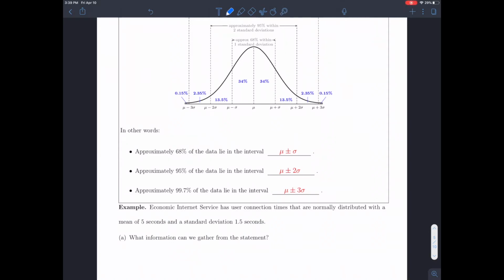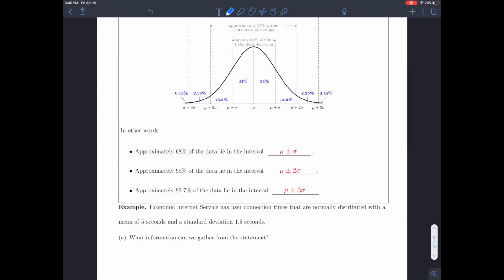In this example, I'm going to be using the empirical rule. And so it says that this internet service has user connection times that are normally distributed with a mean of 5 seconds and a standard deviation of 1.5 seconds.